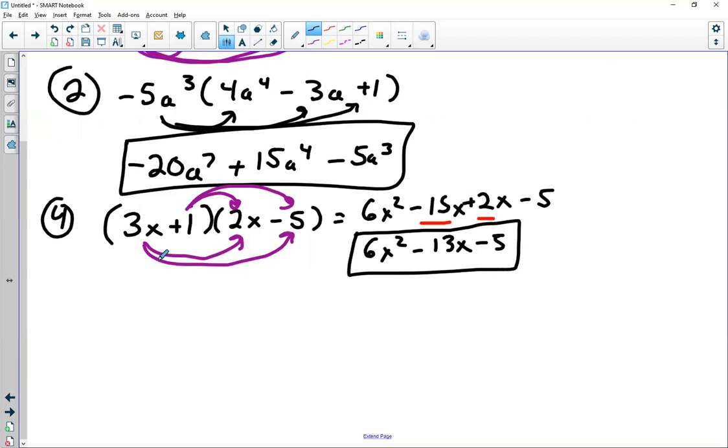Anything I give you in parentheses, you're going to multiply out, or I'll tell you to add, multiply, simplify, something like that.